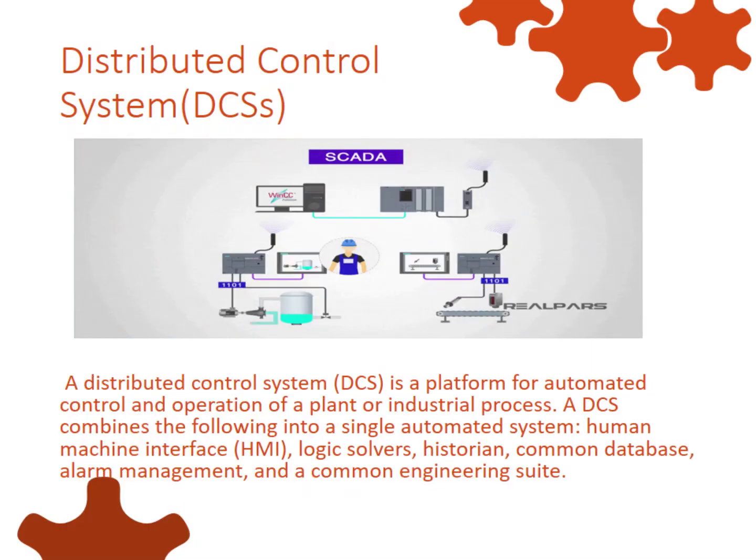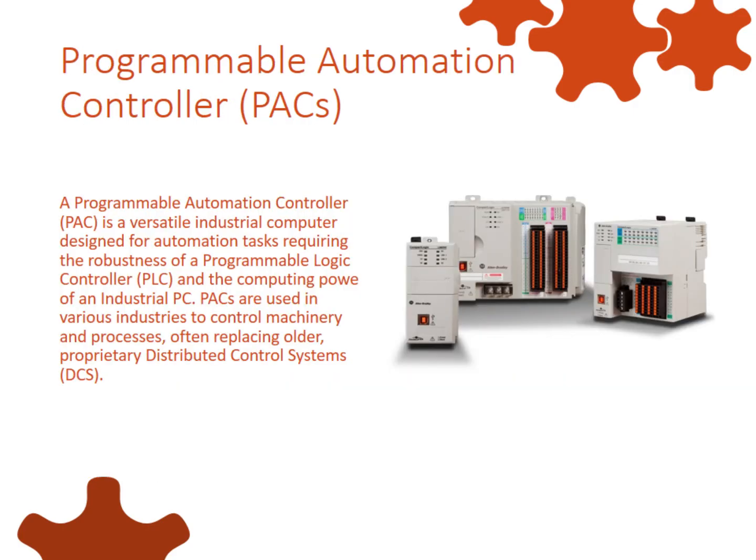A DCS is used in larger plants for more complex processes. It combines control systems, operator interfaces, alarms, data history, and more into one system. It's common in oil refineries, chemical plants, and power generation facilities.